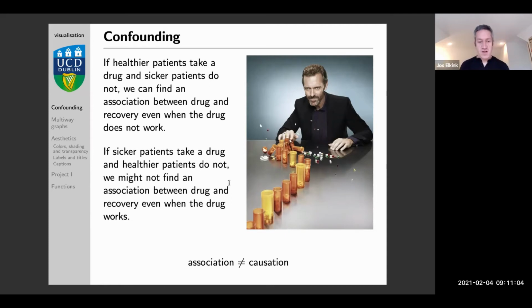Sorry, I confused myself. So if the sick patients take a drug and the healthier ones do not, then you're not going to find much of a relationship, even though there might be one, right? Because among the ones that take the drug are the sicker patients. Or the other way around, if the healthier patients do take the drug, but the sick ones feel too sick and for some reason don't take it, then we might find an association even if there isn't one. So this relationship between taking the drug and recovery is going to be obscured by their health status and how that changes their behavior.